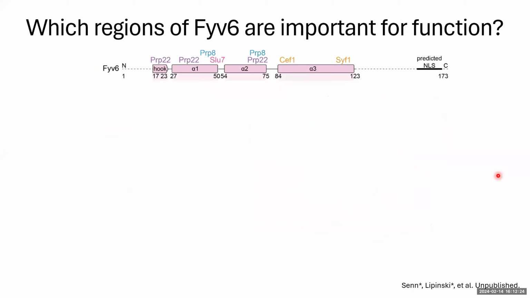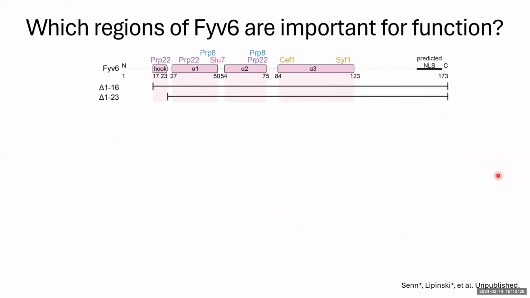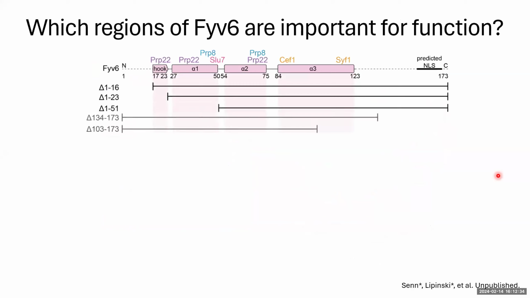FYV6, starting with regions that contact PRP22 at the N-terminus, right before the hook, through the hook, and then through the first alpha helix. We also made several C-terminal truncations where we truncated through a portion of FYV6 that's not resolved in our P-complex structure, and additionally through a region that interacts with the 19-complex protein CYP1.